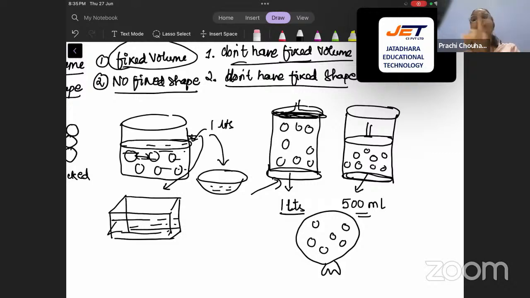And also what you can see here is they don't have a fixed shape. If I take them in a cylinder, they will take the shape of the cylinder. If I take them in a bowl, they will take the shape of the bowl. If I take them in a balloon, they'll take the shape of the balloon. If I'm keeping the gas in the room, they'll occupy all the space in the room. So that's the fundamental difference between the solid, liquid, and gases.